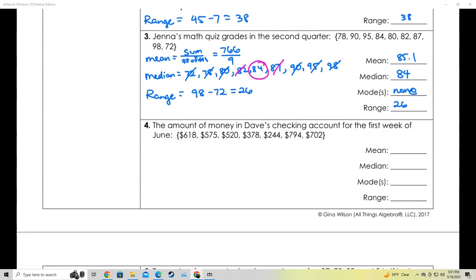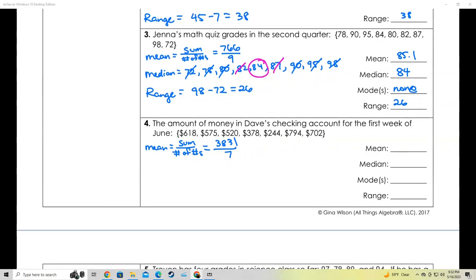Okay, last one here. Let's go ahead and find the mean. So remember, to find the mean, we're going to get the sum and divide it by the number of numbers. The sum here is 3,831. And if I were to count up how many numbers there are, 7 numbers here. Okay, I'm going to go ahead and divide those two numbers. And when I round to the nearest tenth, I get 547.3.